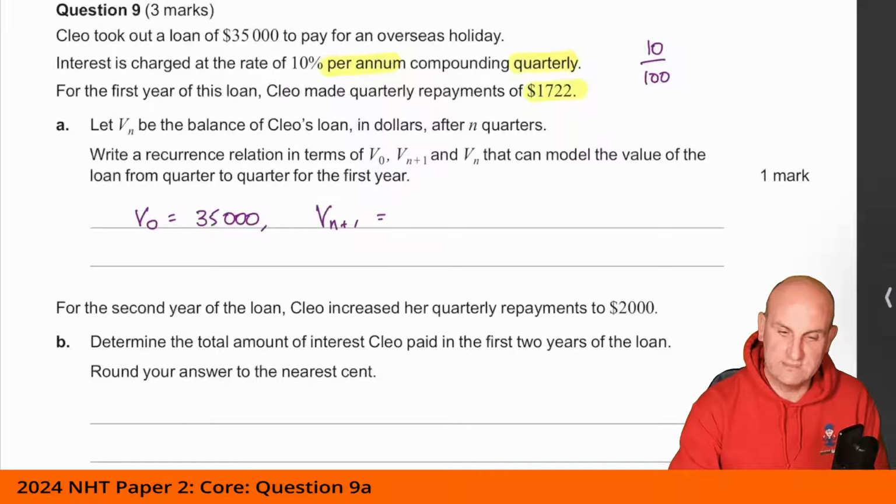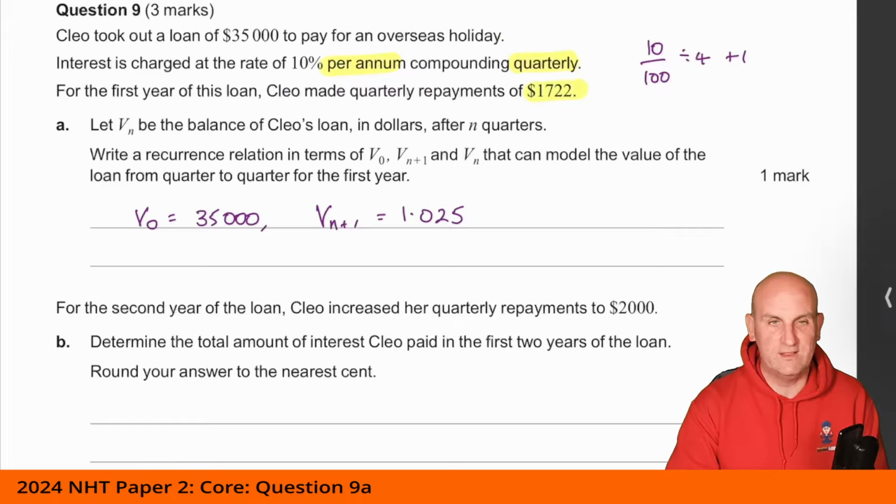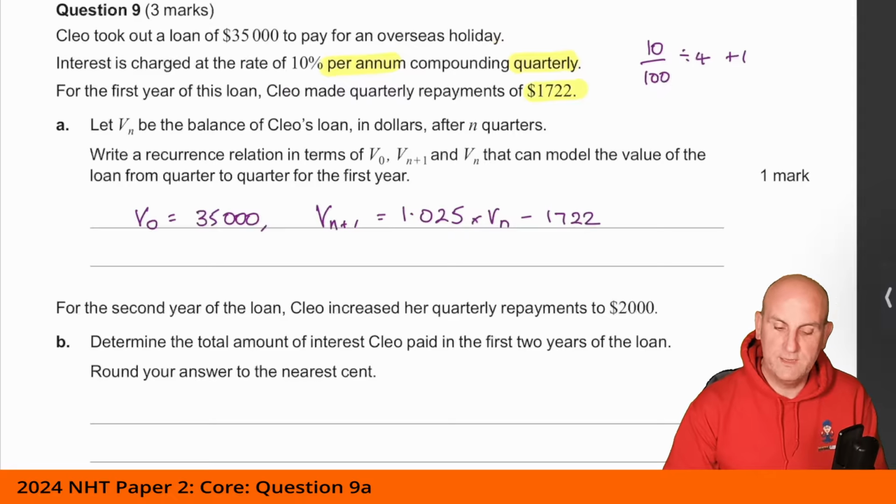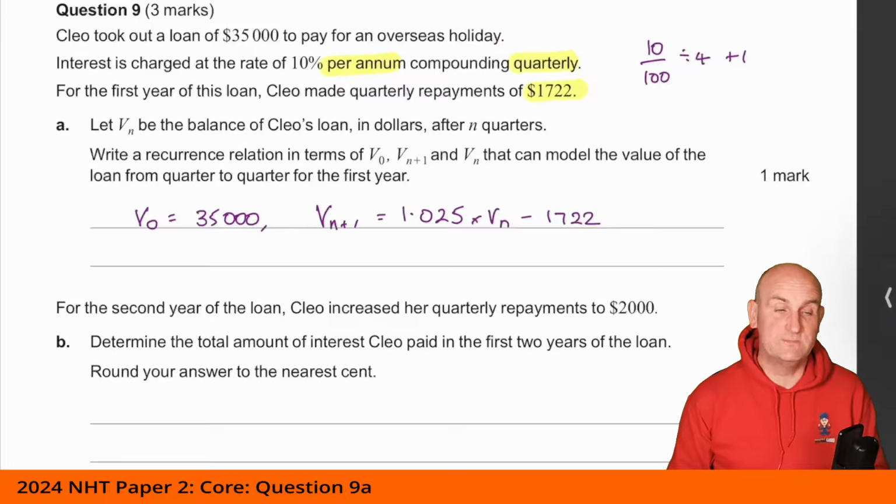That's going to turn it into a decimal. I'm going to divide that by 4, which is going to give me a quarterly interest rate, and then I'm going to add 1 to that. Now, when I do that, I get 1.025 on my calculator. Again, I'm not going to show you the calculator just to keep this slightly smaller. That's going to be times V of n, and I'm going to take away from that 1722 because that's my repayment. There we go, there's my 1 mark.